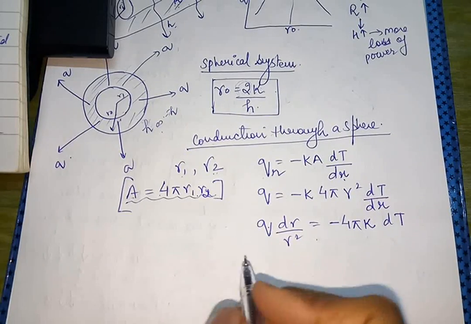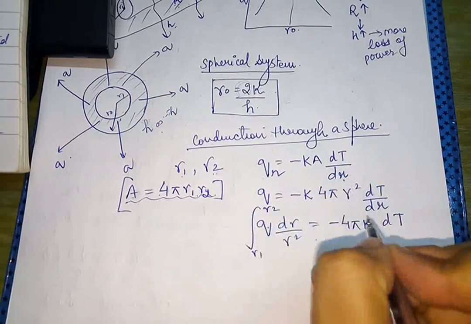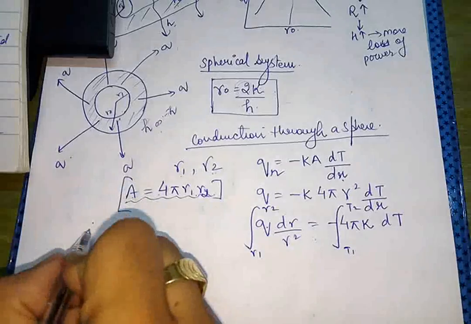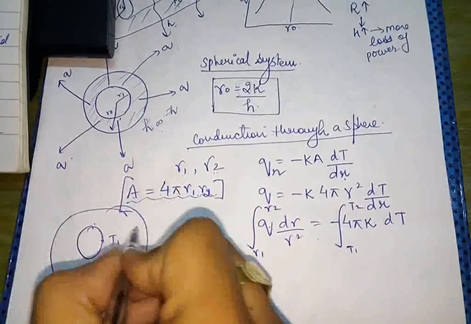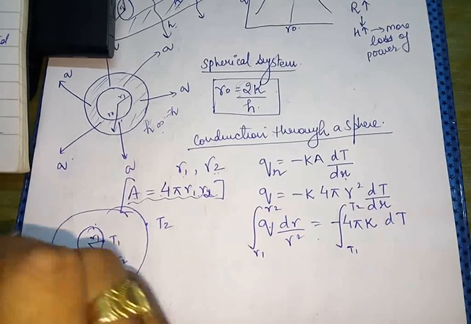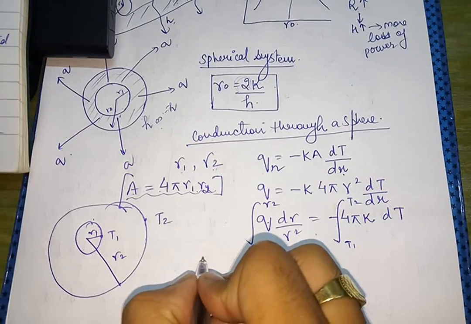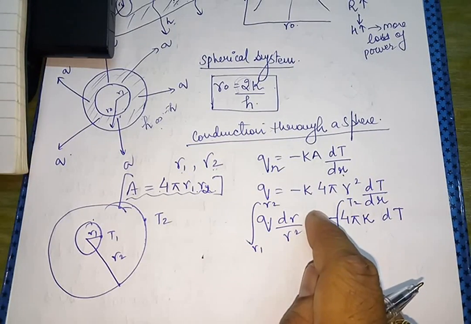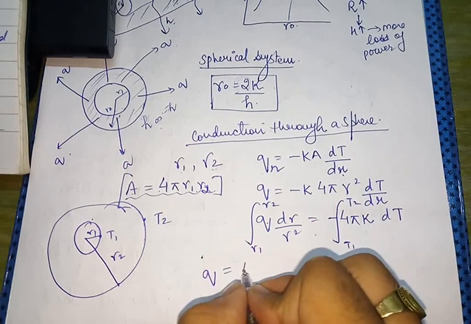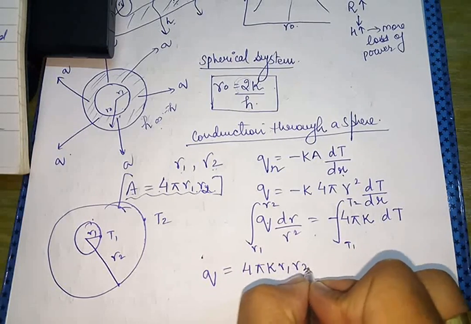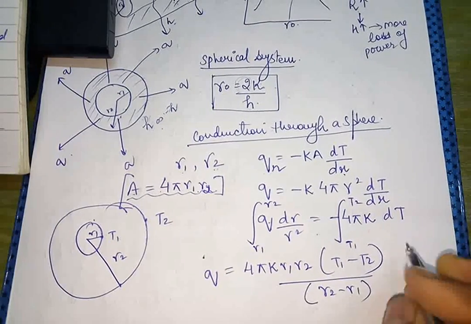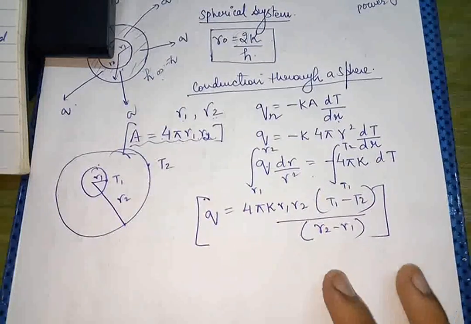Now solving this equation and putting the limits R1, R2, T1, T2, where the inside temperature is T1, the outside temperature is T2, this radius is R1, this radius is R2, after solving this equation we will obtain Q equals 4 pi k R1 R2 (T1 minus T2) upon (R2 minus R1). We will obtain this formula for heat transfer.